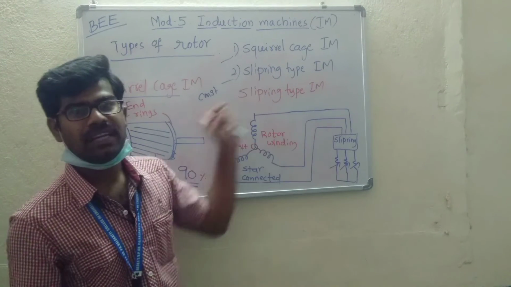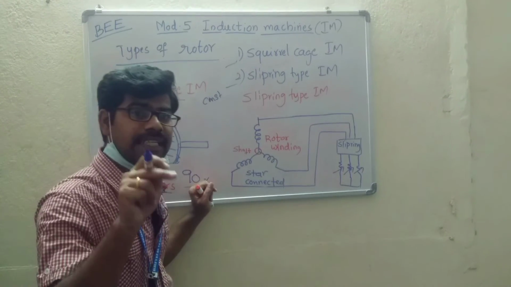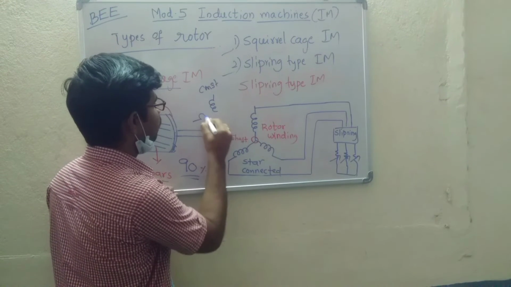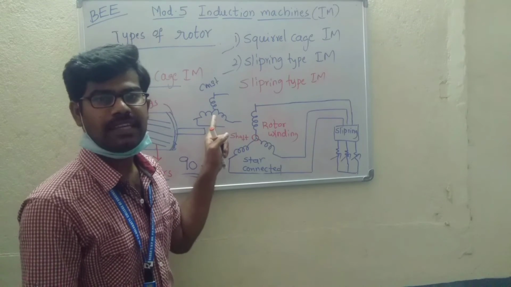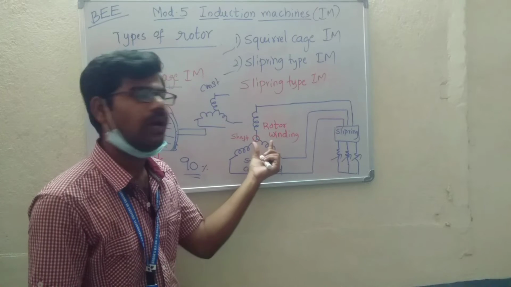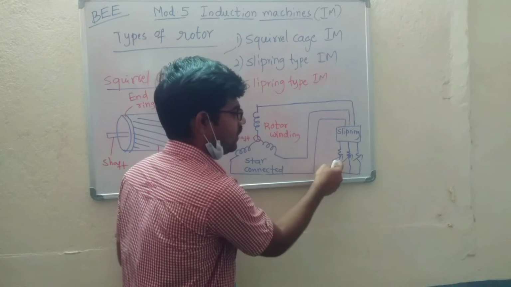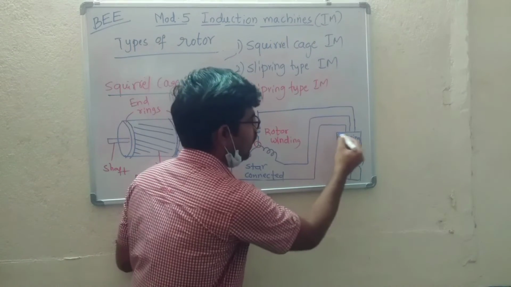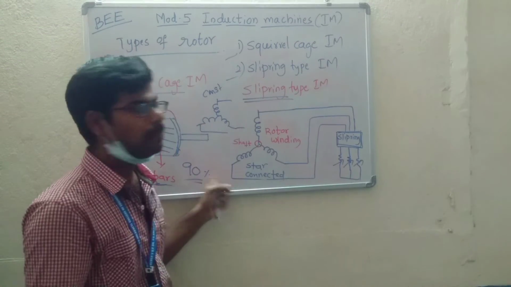Now we have the slip ring type induction motor. In the slip ring type induction motor, what we have here is similar to the stator winding. Already we have the stator windings, three-phase winding. Similar to the stator winding, we have the rotor windings like this. This is the star connected rotor winding. These three are connected to slip rings and resistances. These resistances are used to control the speed of the induction motor, and slip rings are used here. That's why the name slip ring type.